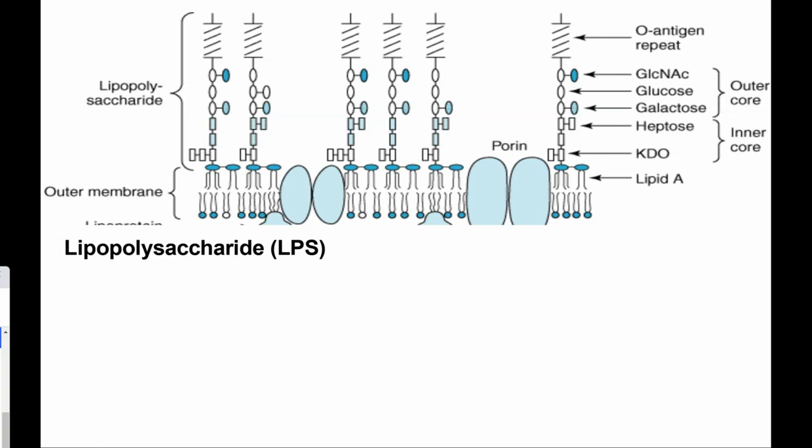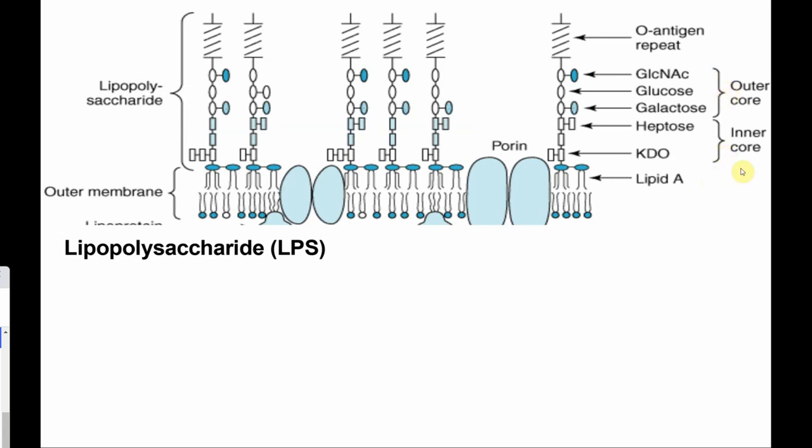So the next structure we're going to look at is lipopolysaccharide, essential in gram-negative bacteria. So at the base you have this unusual lipid called lipid A, and then you've got a bunch of sugars which form initially an inner core, or the core oligosaccharide here, which is divided up into the inner and the outer core.